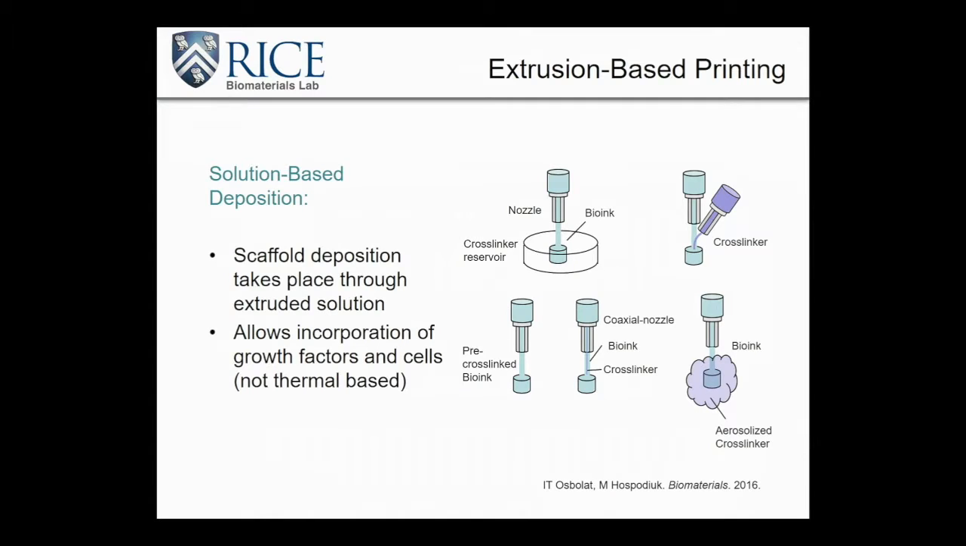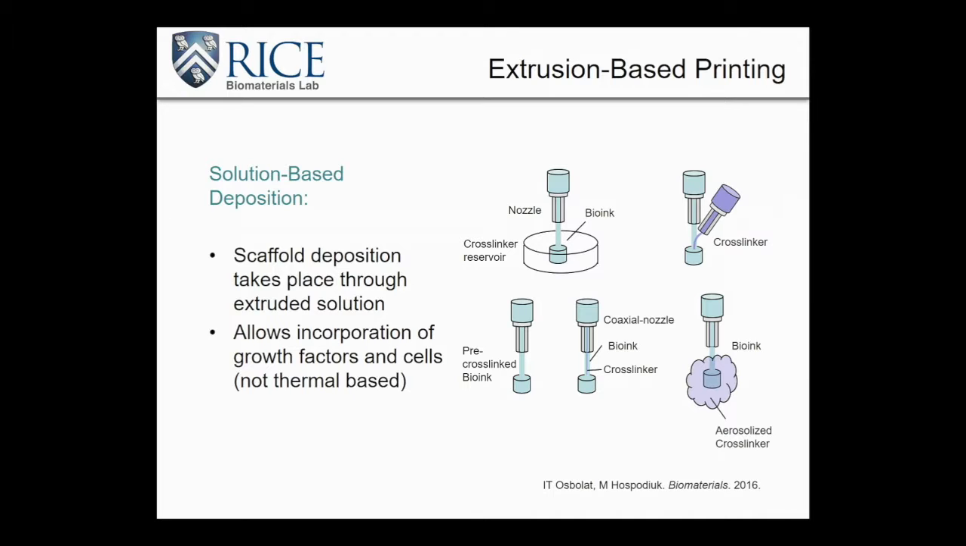So if you are interested in printing with cells, you're likely going to rely on some kind of solution-based deposition. This might be using a hydrogel as the basis of your bioink, and the scaffold deposition still takes place through an extruded solution that starts off as a gel or liquid. And this is going to be the best way to support the inclusion of growth factors in cells because we don't have any kind of thermal stress on our constituents.